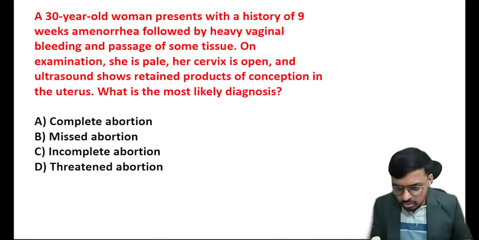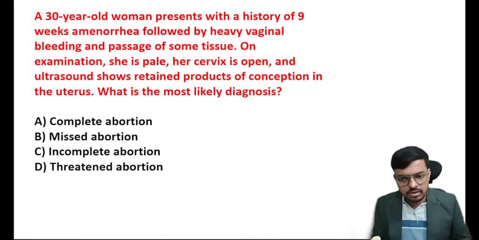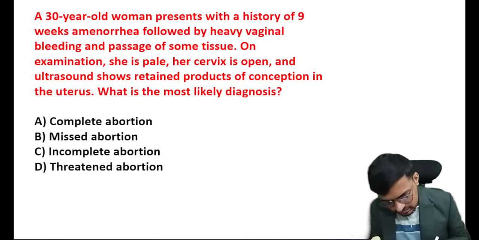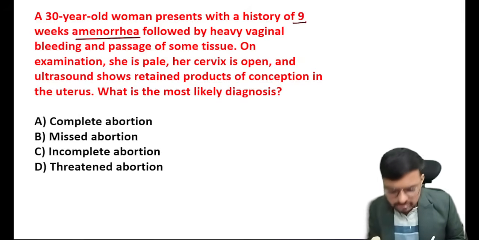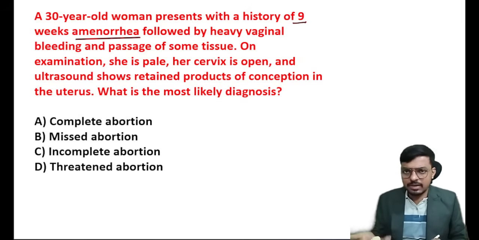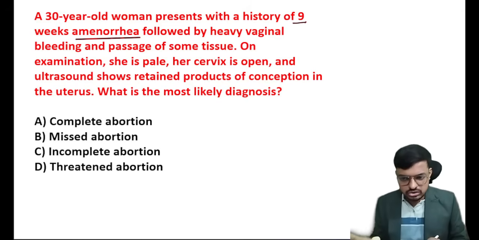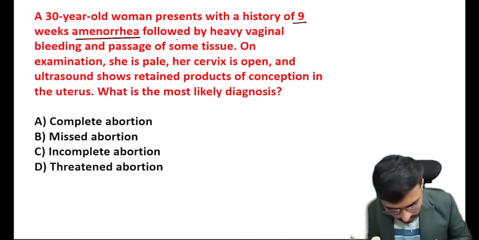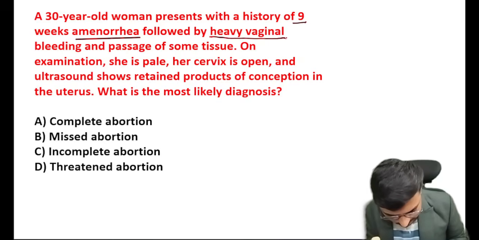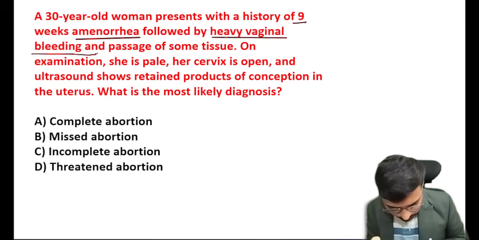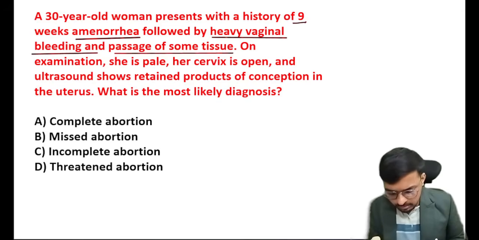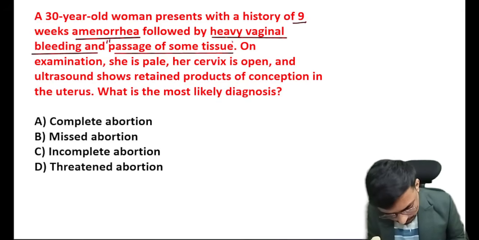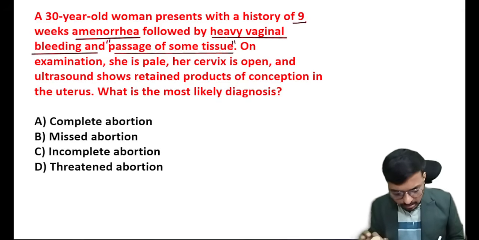A 30-year-old woman presents with a history of 9 weeks of amenorrhea. Okay, so she is having a history of 9 weeks of amenorrhea, which means it may be due to pregnancy. Okay, so you know in pregnancy there is no menstrual cycle. She is having a 9-week history of amenorrhea, followed by heavy vaginal bleeding and passage of some tissue. Okay, yes, note the point. Passage of some tissue means the products of conception have started to come out.